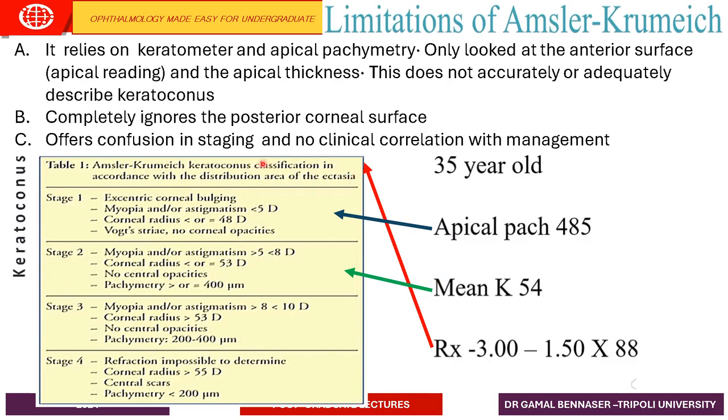So the Amsler-Krumeich is not consistent with all the findings of the patient, and this makes a lot of confusion, so that you don't know what the next step in the management of this patient is, whether you are going to do cross-linking, or intervene surgically, or just observe the patient. So this is among the confusions of the Amsler-Krumeich classification.